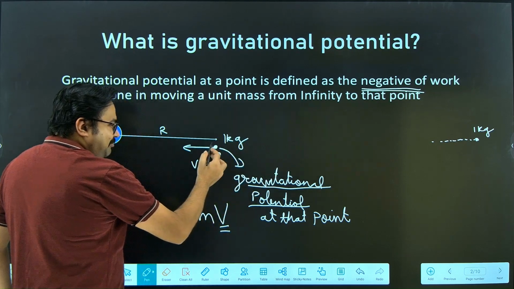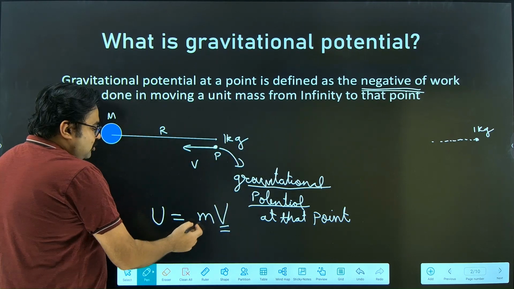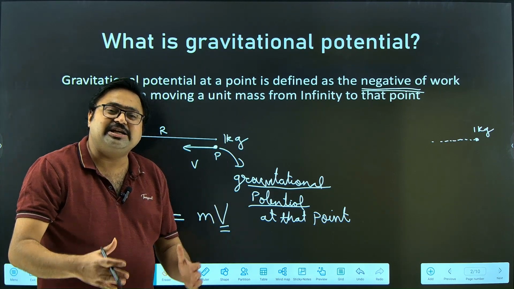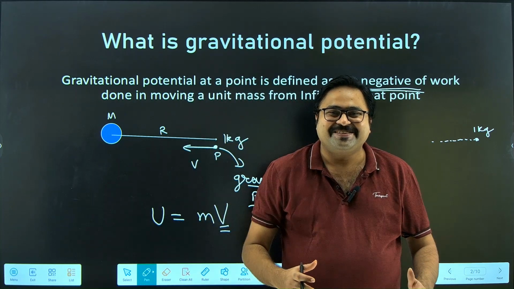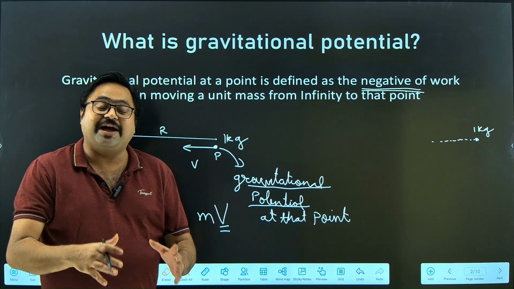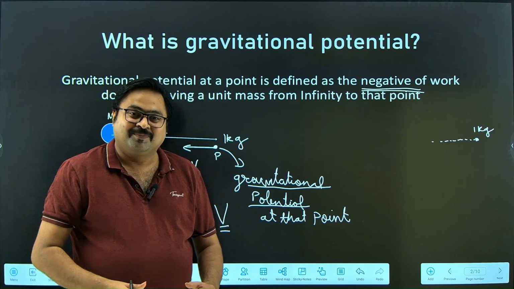If you get 2 kg mass, it would lose twice the energy. So that's why m into V is anyway negative. So gravitational potential energy is always negative. Gravitational potential energy is always negative. Now I want that statement to sink through.